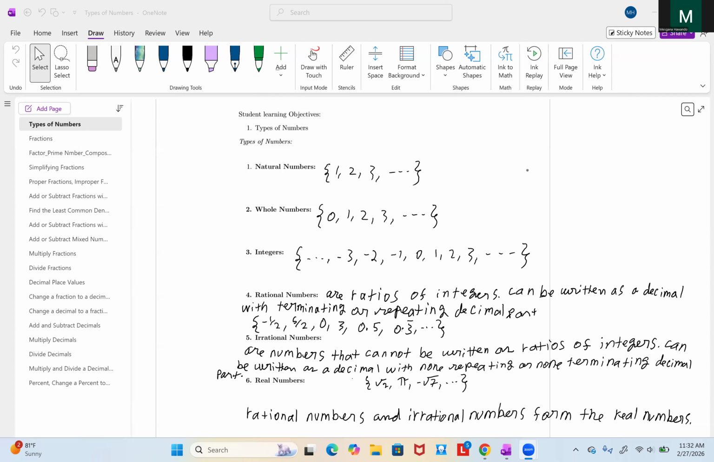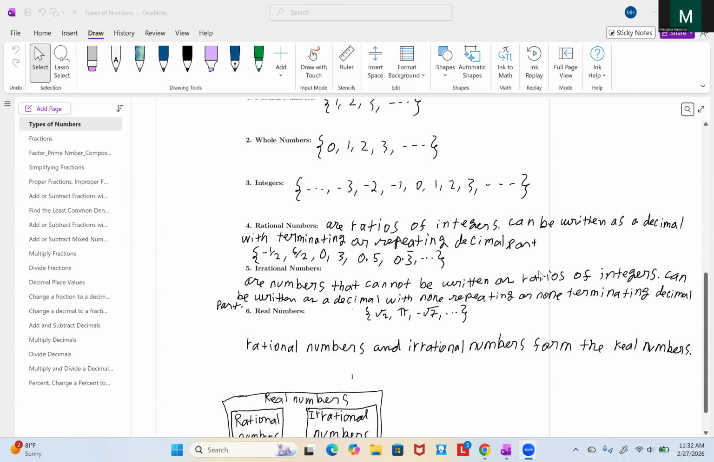Integers are the set of numbers from the left, we have -3, -4, -5, and so forth. It continues. And to the right, we have -2, -1, 0, 1, 2, 3, and so forth. Note that integers are whole numbers plus negative numbers. Okay, so these are integers, negative natural numbers.